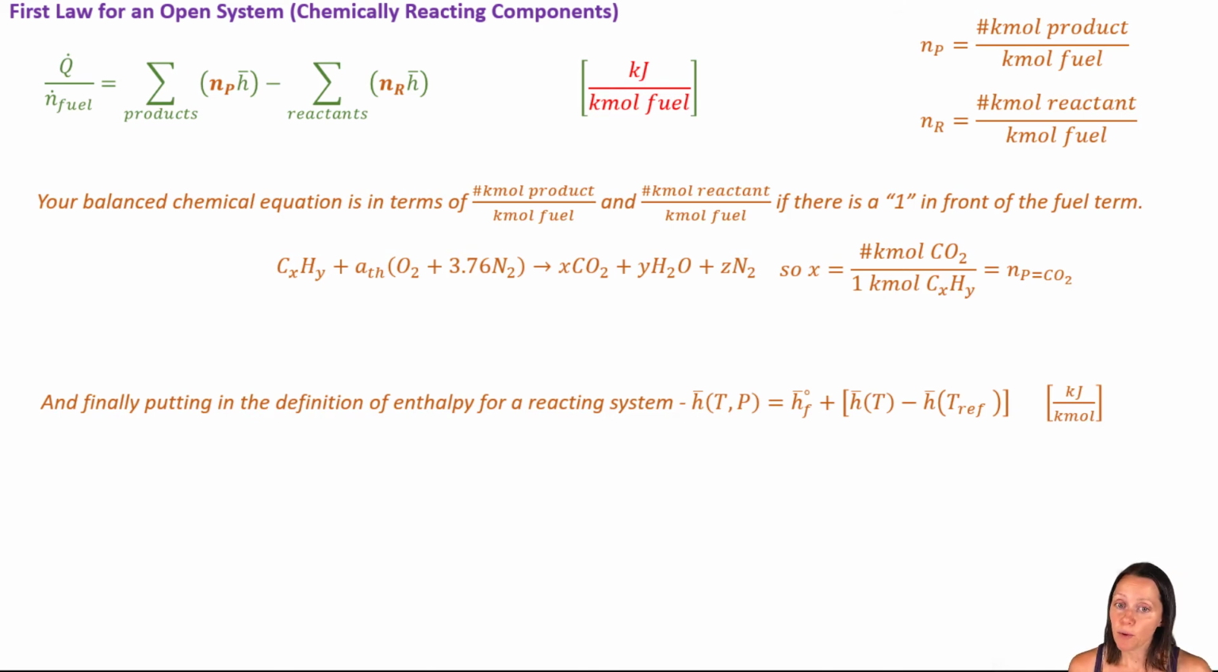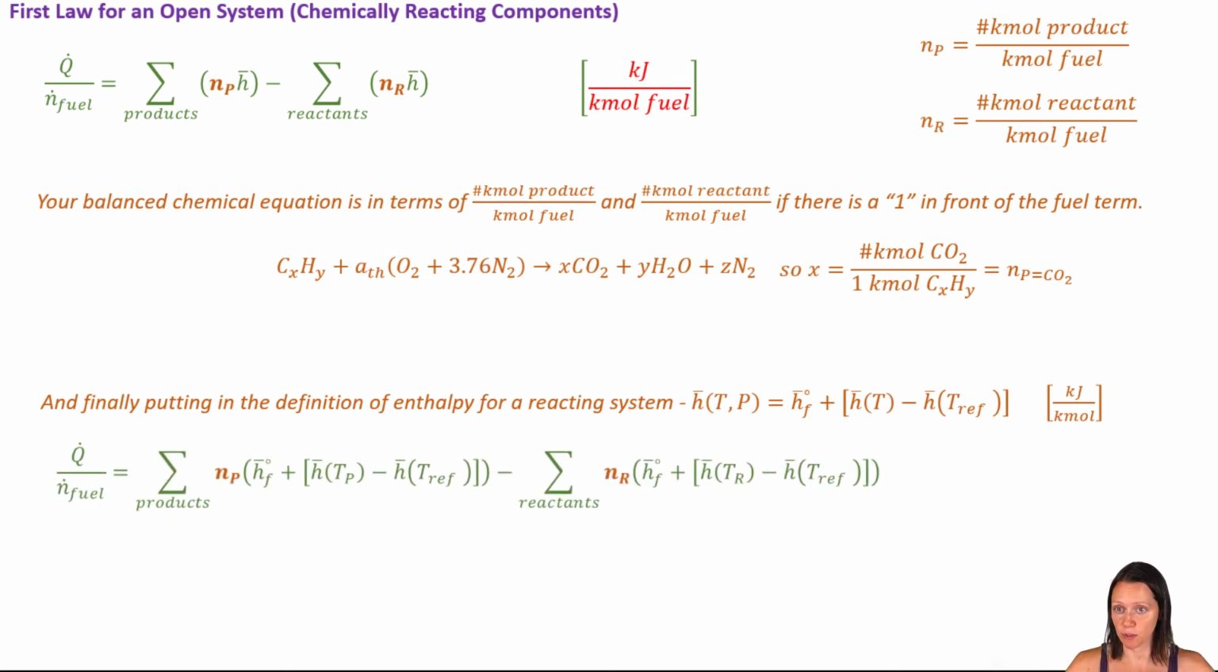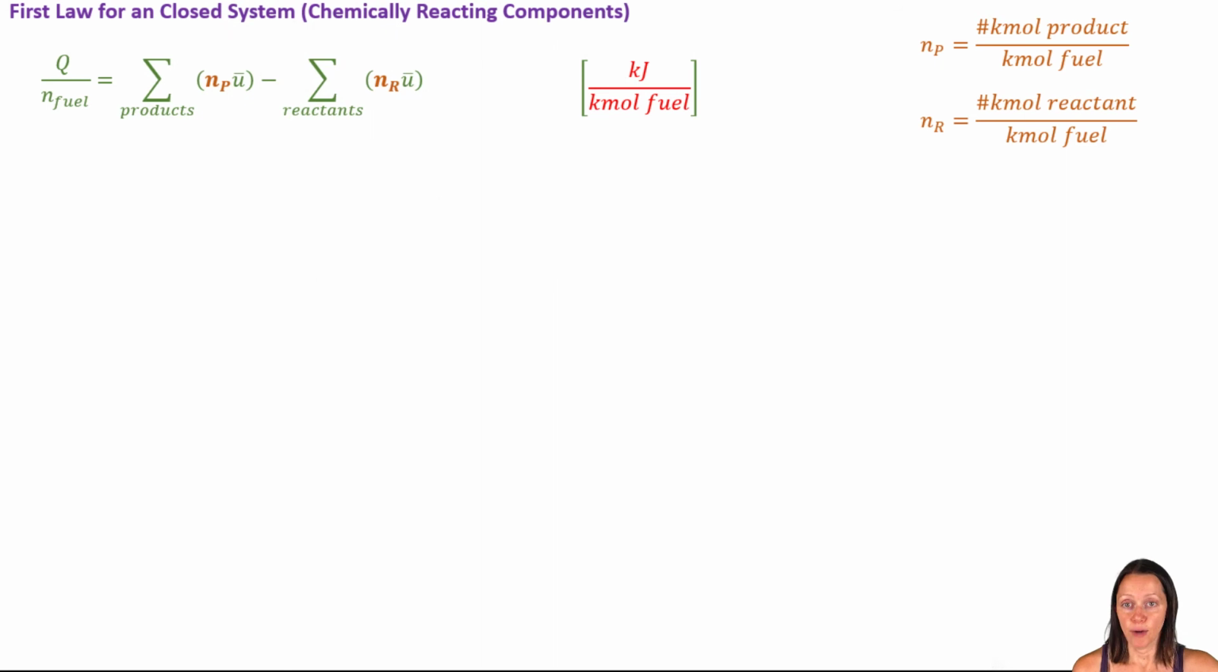Now I'm ready to bring in that information we talked about at the beginning, the H bar definition. I'm replacing that H bar with my better definition, which I have to use since I've got a chemically reacting system. The H bar is replaced by the enthalpy of formation plus the H bar at whatever temperature my product or reactant is at, minus the H bar at the standard reference state for my product or reactant. There's a lot of stuff there. It'll make more sense when we actually start using this.